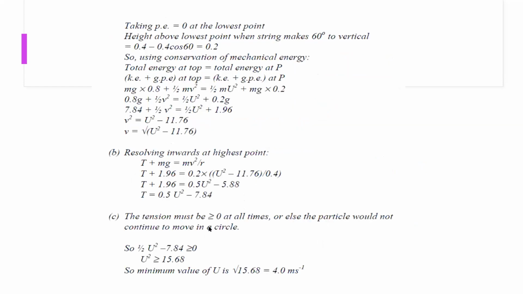And the tension must be greater than 0 at all times. So we can find the speed using this. We need a minimum value for u. So for the last answer here, we can just substitute T greater than or equal to 0. So we can find the value for u, which is about 4 meters per second.